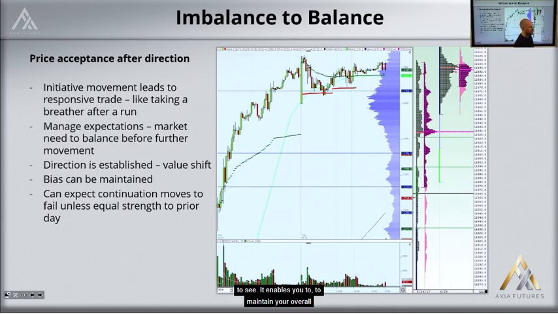It enables you to maintain your overall directional bias because nothing changes here, but it allows you to manage expectations. Too often people get influenced by the first directional move. They see a big move and they assume you're going to get more of the same. Often you're not. Often you will get this balancing phase.